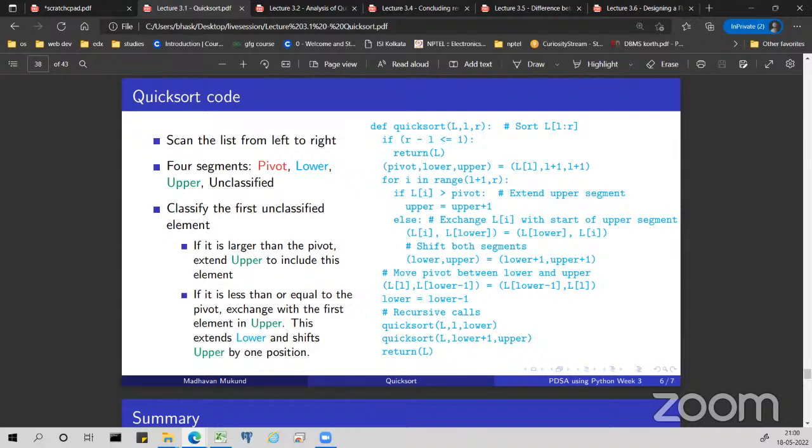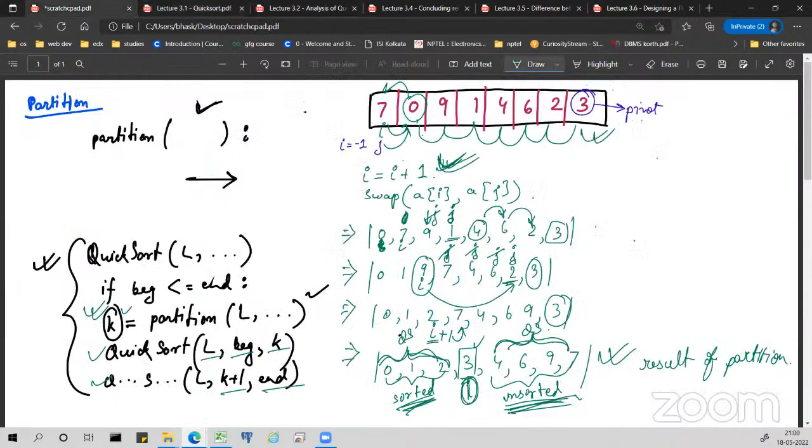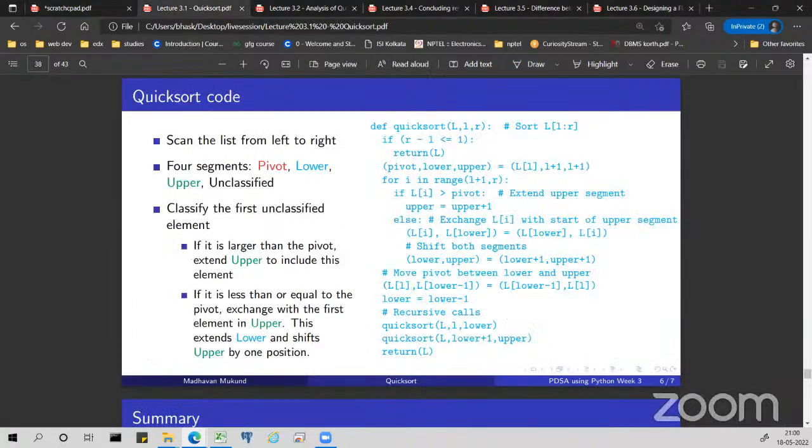If it is lesser than the pivot, then what we used to do, we used to increment the initial value and then swap it. Remember, I equal to I plus 1 and then swap it. So it should be less than or equal to.